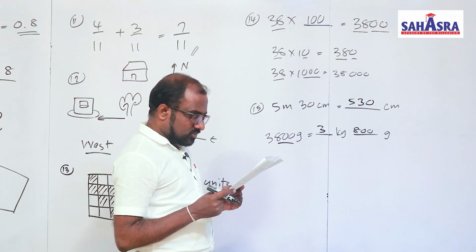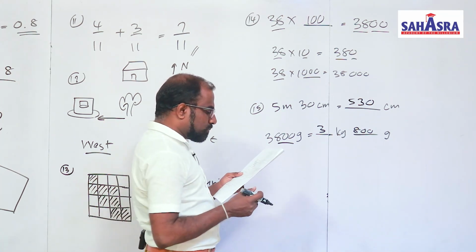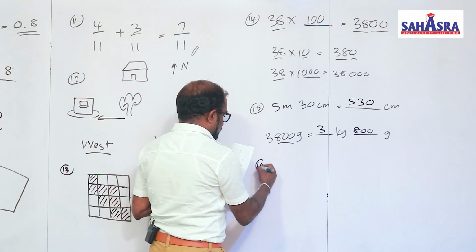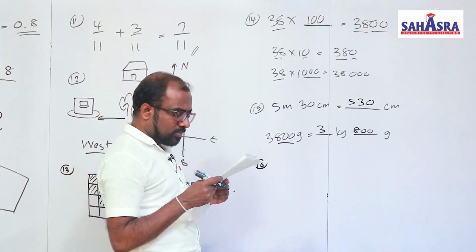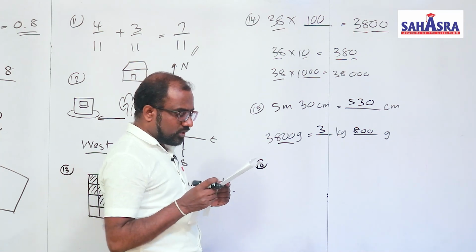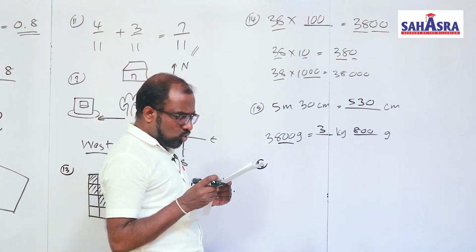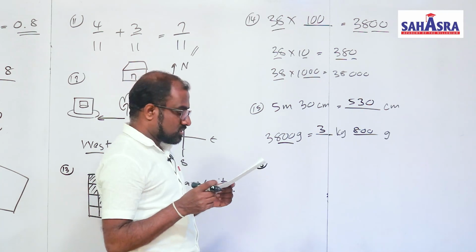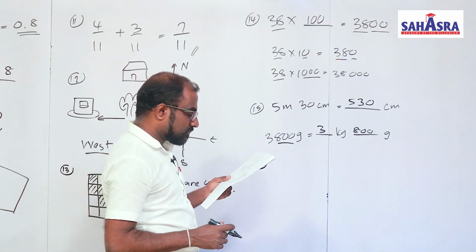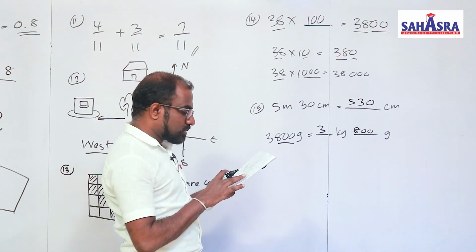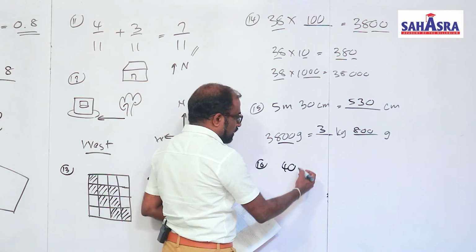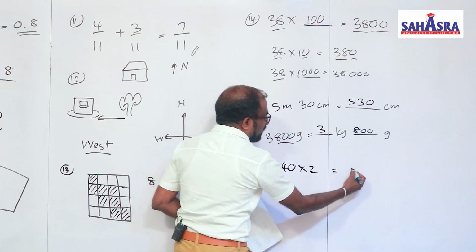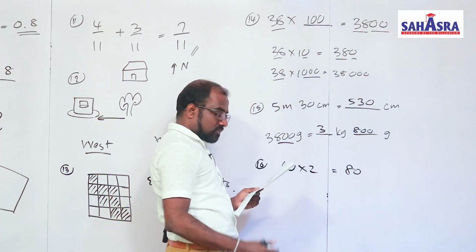16th question. The price of a book is rupees 40. A pen costs rupees 12. What is the price of 2 books and 5 pens? Right? A small bill. What is the price of 2 books? So, 1 book is 40 rupees. Now, 2 books, 2 times 40, that is 80 rupees.